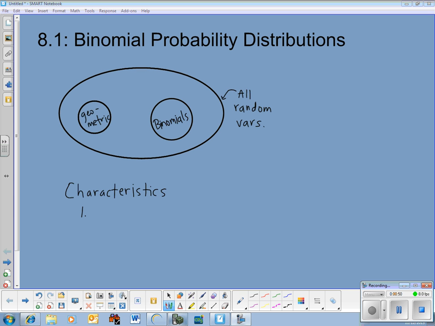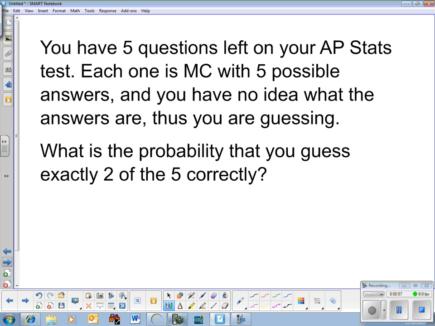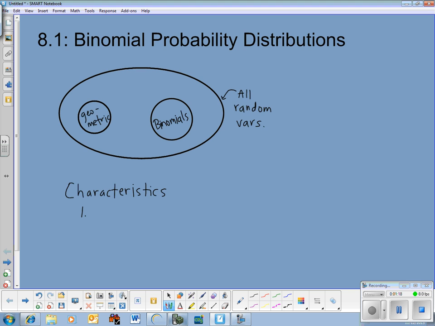So what makes it binomial? A binomial question would be one like this. Here's one example. You have 5 questions on your test left. Each one's multiple choice with 5 answers. You have to guess on these 5. You don't know. What's the probability that you get 2 of them correct? Binomial, the bi or the 2, comes from the fact that we're going to have trials with 2 outcomes, either a success or a failure. And that's one of the characteristics of a binomial.